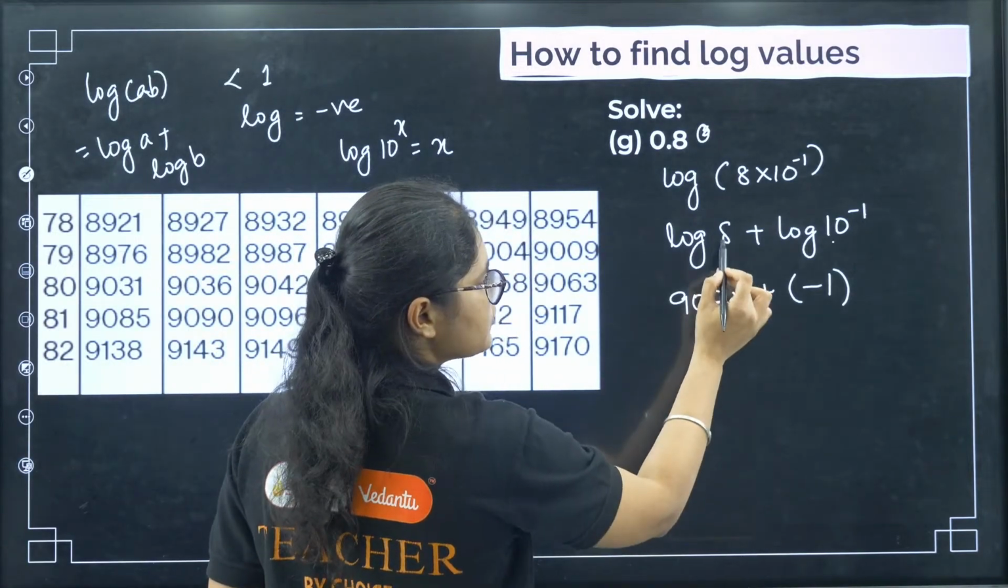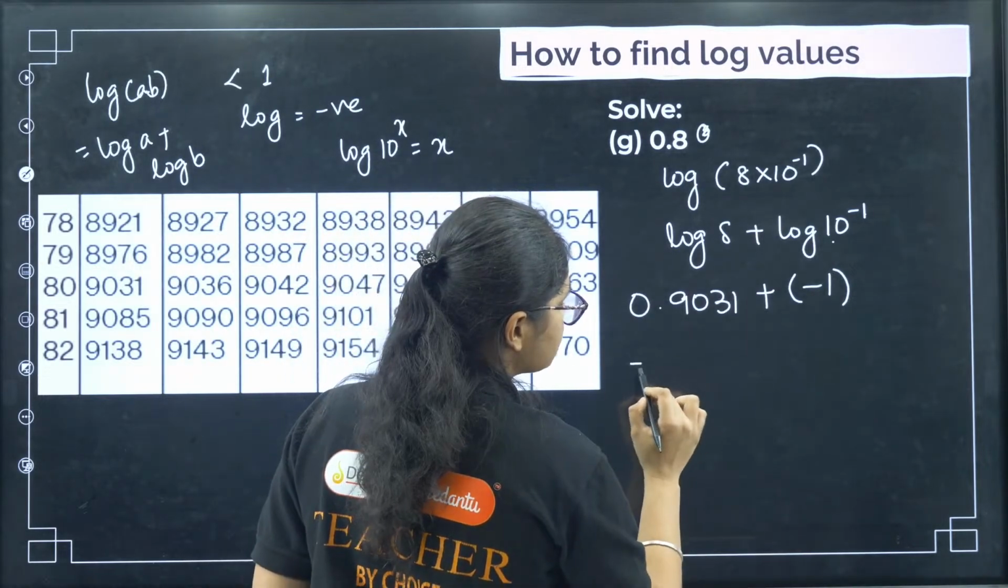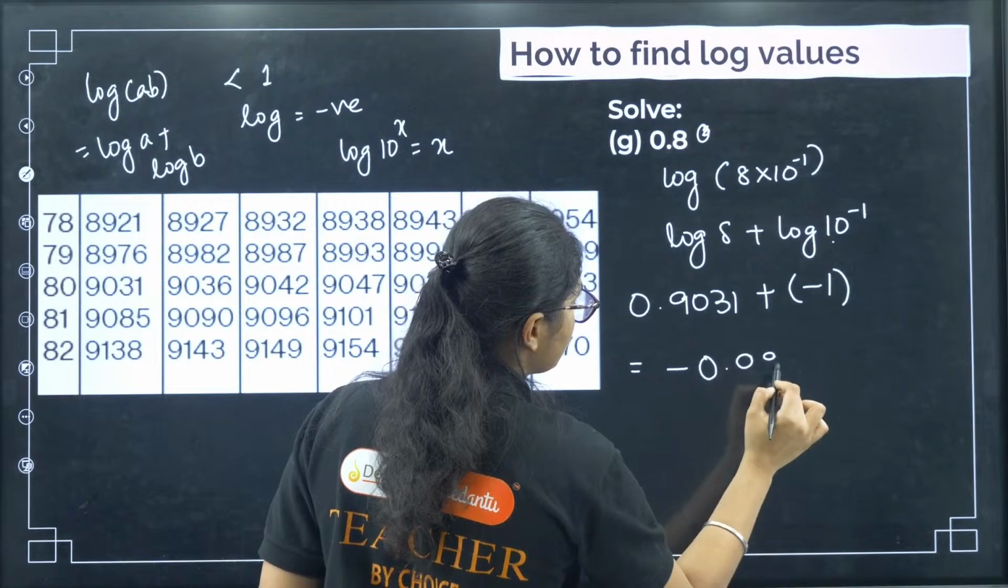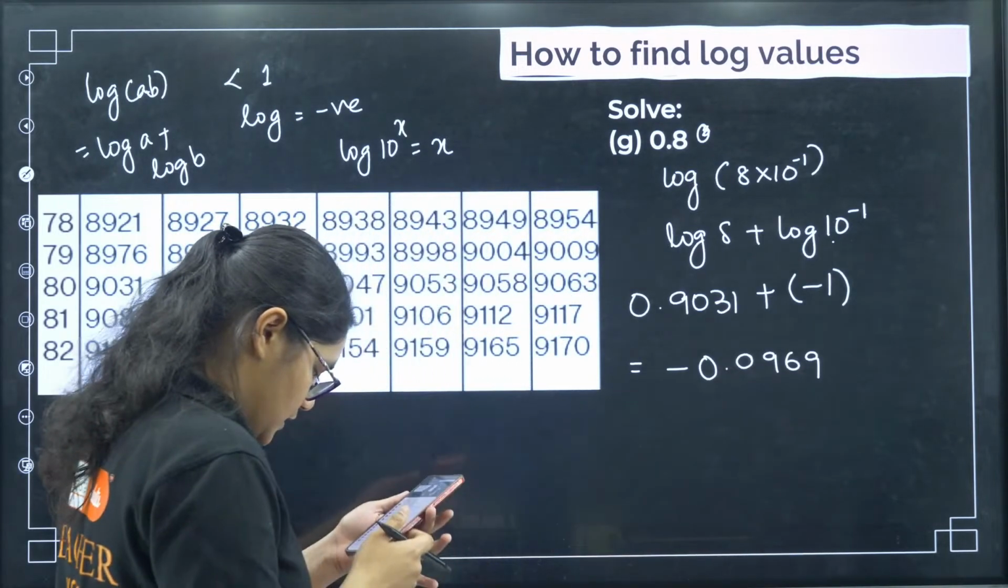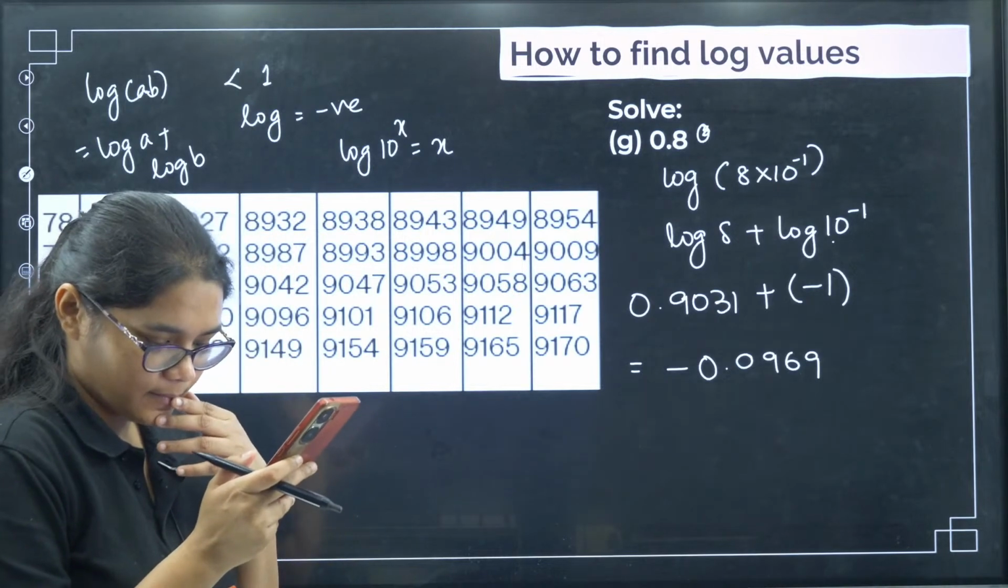Okay, then there is only one number, 1 minus 1 is 0, so I'll put 0 and this one, and then if I subtract I'll get minus 0.0969. Okay, clear? Yes, I show in exam.